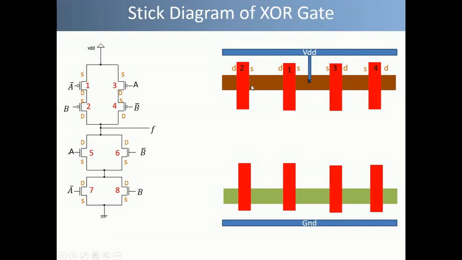the output node F. And now the gate terminals of transistor 2 and transistor 8 are connected to the input B. So we extend the polysilicon gates of these two transistors and connect them together and assign them the input B. In the same manner we assign inputs to all gates of the remaining transistors like this. And finally we place the N well around each of the PMOS transistors. So this completes the stick diagram of the XOR gate.